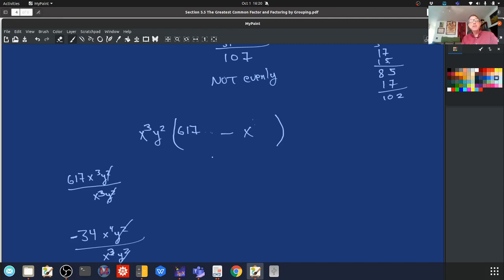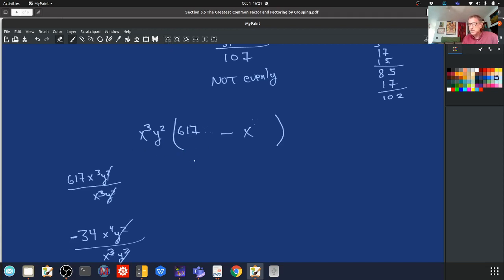Why did I know I'd made a mistake? Because my terms in the parentheses both shared a factor of x. So that tells me I could not have possibly factored out the correct GCF, and that's a good check. And indeed, I looked up and I saw that I copied it down wrong.